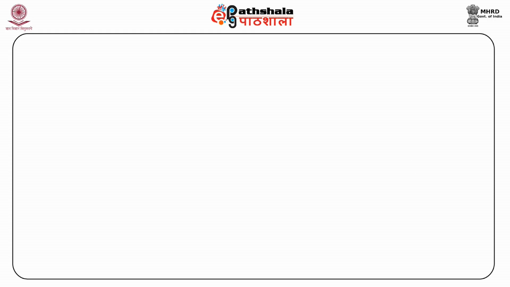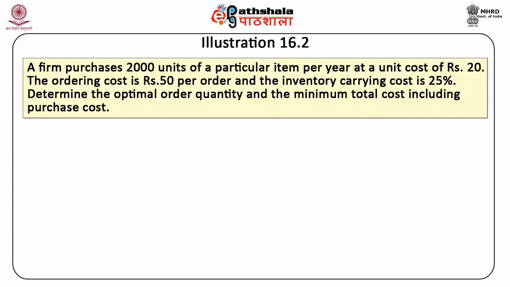Now let's consider one more illustration. A firm purchases 2000 units of a particular item per year at a unit cost of rupees 20. The ordering cost is rupees 50 per order and the inventory carrying cost is 25%. Determine the optimal order quantity and the minimum total cost including purchase cost.